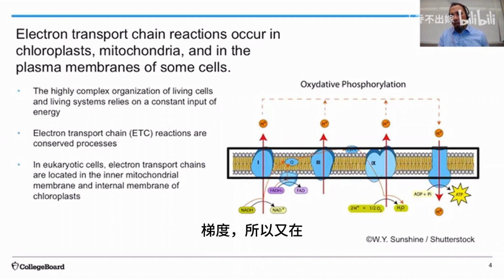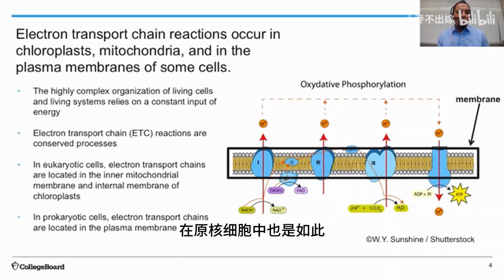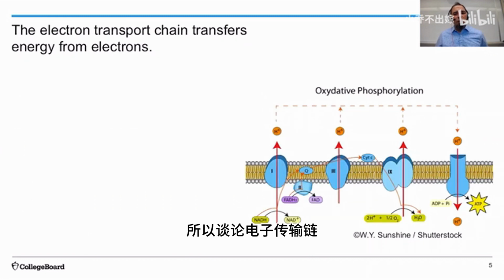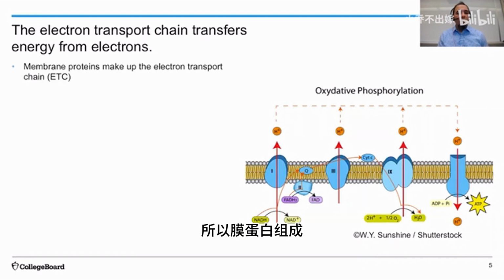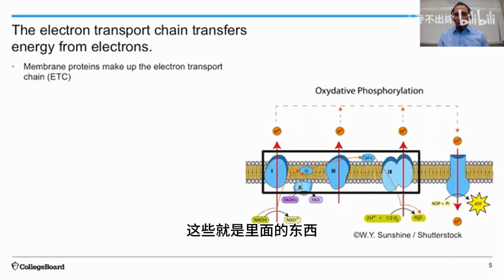There, in the box that just appeared, I'm isolating that electron transport chain. There's the chain, there's your membrane. In prokaryotic cells, electron transport chains are located in the plasma membrane. So again, this is one of those conserved processes. Talking about the electron transport chain, let's talk about what it does. The electron transport chain transfers energy from electrons. Membrane proteins make up the electron transport chain, and those are the things in blue that I just put the box around.